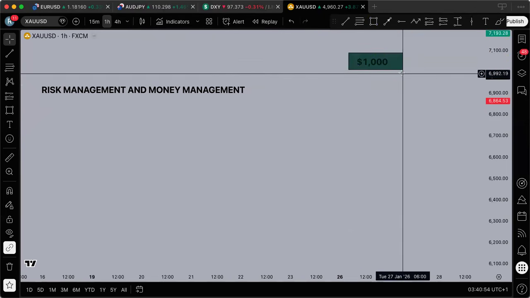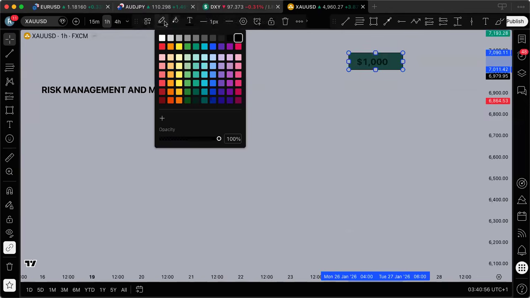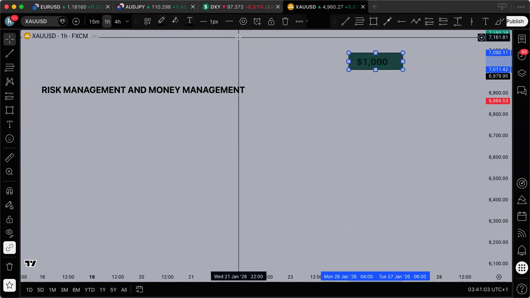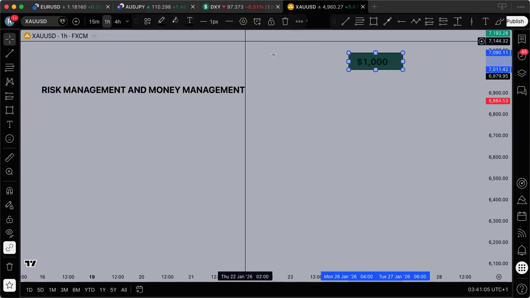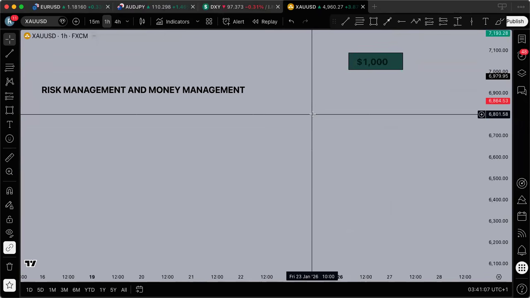Before you put this $1,000 inside your trading account, ask yourself, do I already have backup funds? Trading is all about taking risk. Let's say you saw a trade or you forced a trade on this market, and mistakenly you lost all this $1,000 in your trading account. At the end you end up being stranded.